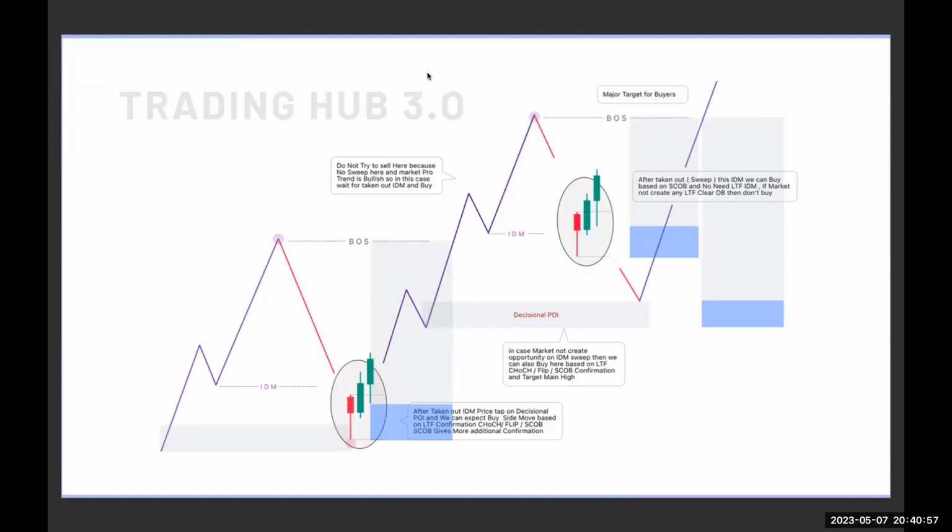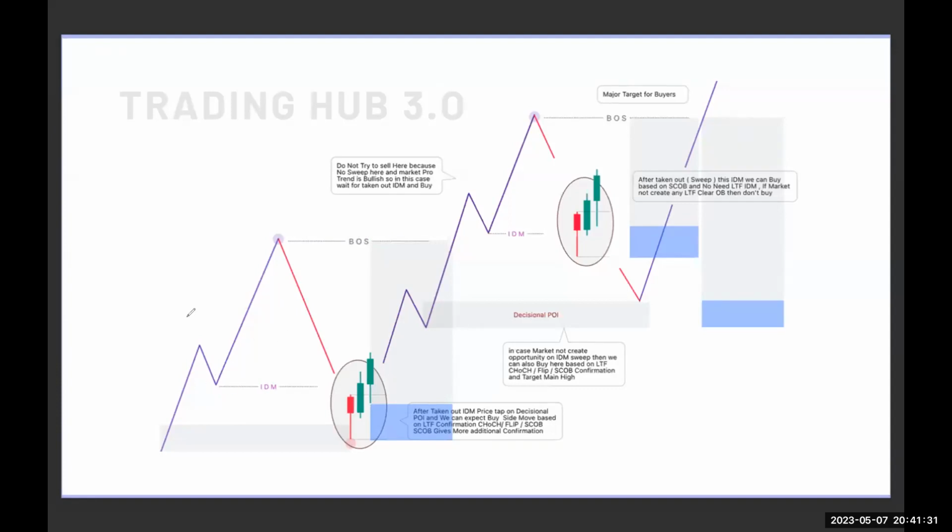Look at this one. First of all, understand this diagram. Here you can see it's a very clear example. This is our bullish diagram, right? In this scenario, what happened here? If market momentum is bullish, and you have to wait for two scenarios. First one, if the market sweeps the previous high, then you can buy or sell. And the second one is taking out the inducement, right?